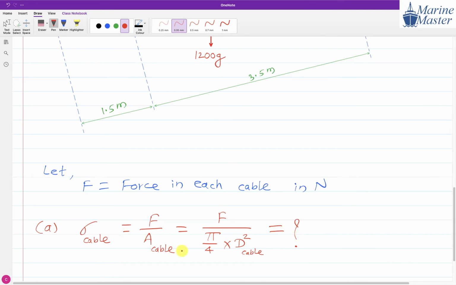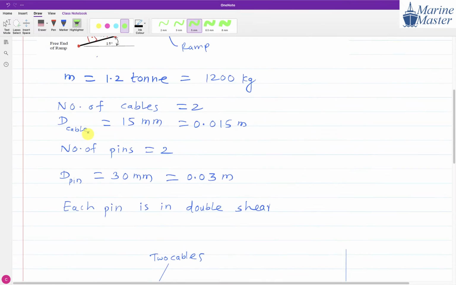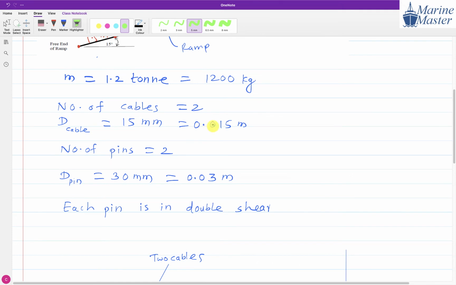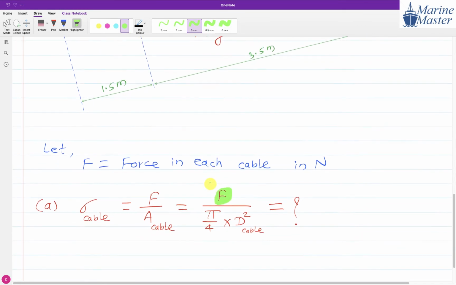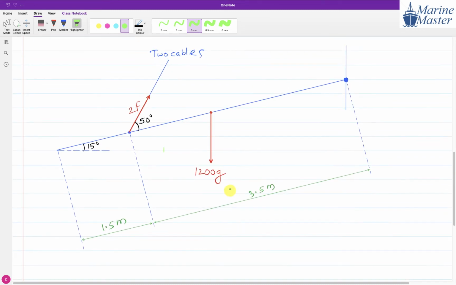But to get the stress here, what is unknown to us? F is unknown to us, because the diameter of the cable is given: 15 mm, so we already have 0.015 meter. So what is unknown to us? We have F. To get the stress, we need F. To get F, what are we going to do?